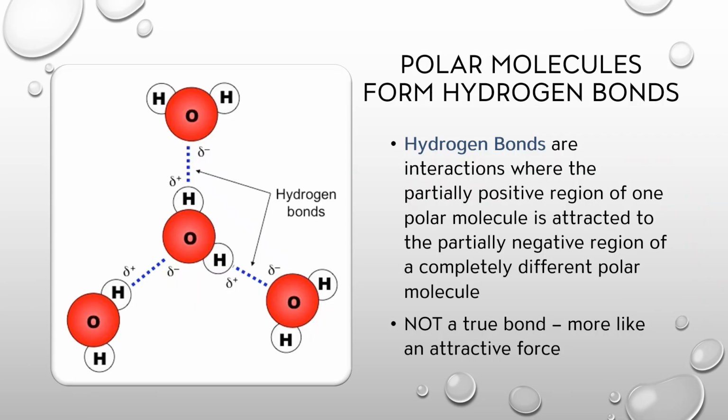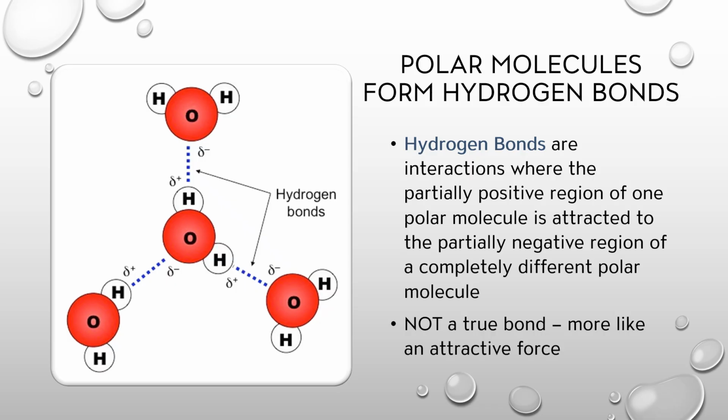Now, because of polarity, remember we can form hydrogen bonds. And this is really where a lot of the magic is going to come in when we talk about water too. So hydrogen bonds are not true bonds. They're interactions where the partially positive region of one polar molecule is going to be attracted to the partially negative region of a different water molecule. So as a result, these two different molecules or compounds are going to be drawn together.